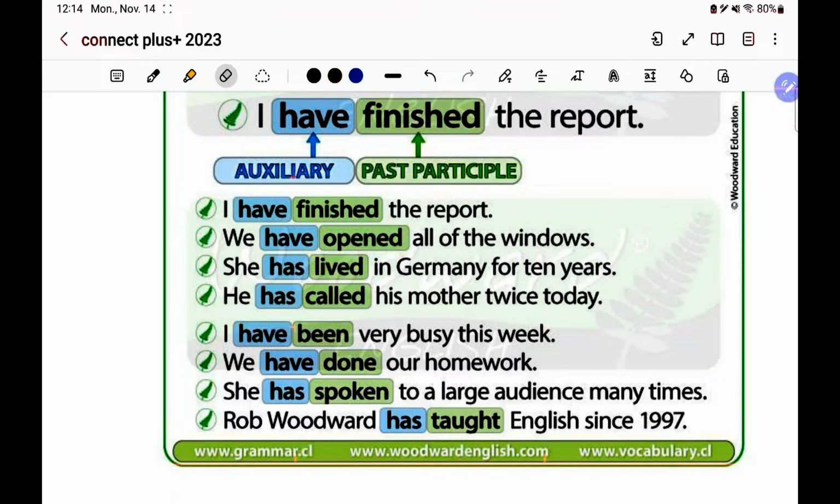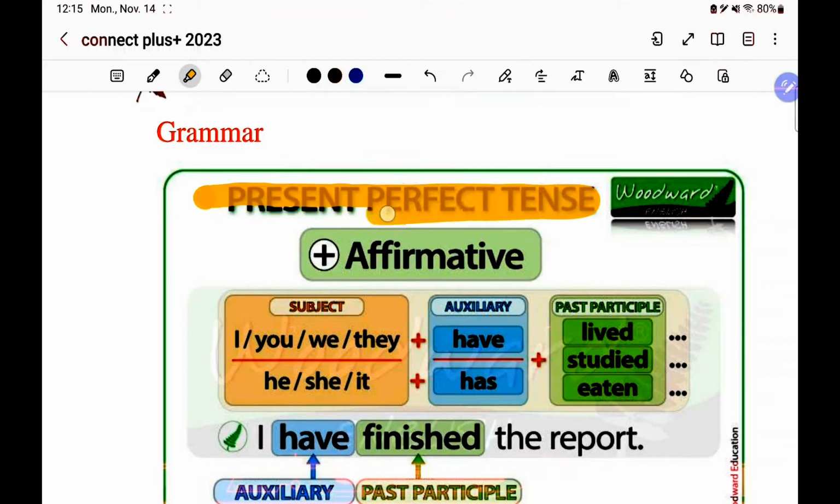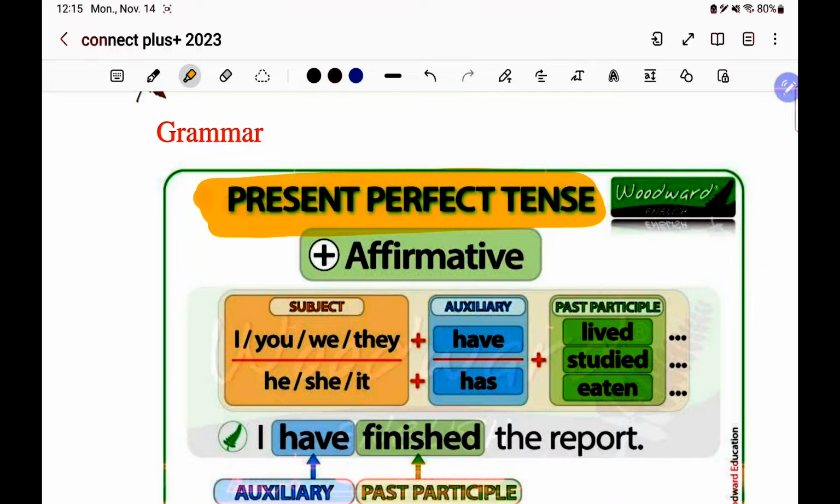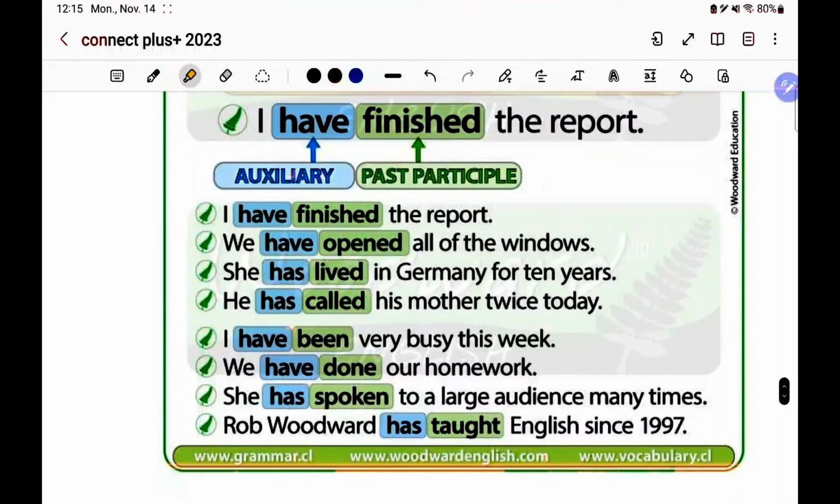Today we're talking to third graders and anyone who wants to learn about a very important tense in English called the perfect present tense, or present perfect tense, whatever you want to call it. Before we start with the formation, negative and interrogation, I want you to check out these examples first. Let's read together.